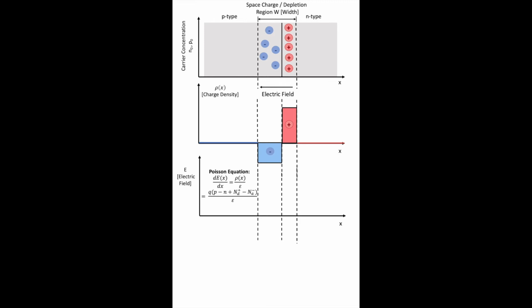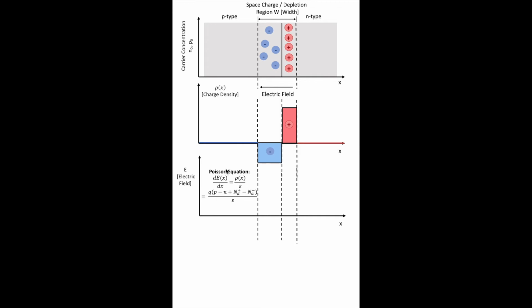And we can find that rho is the charge density, which is equal to Q times the carrier concentration of the P-type, P, minus N, which is the carrier concentration of N-type, plus the dopant concentrations Nd minus Na, where Nd is the positive nuclei dopants and Na is the negative dopants. And so with this equation, we know that rho of x, the sign of that will determine what the sign of the slope is for dE/dx.